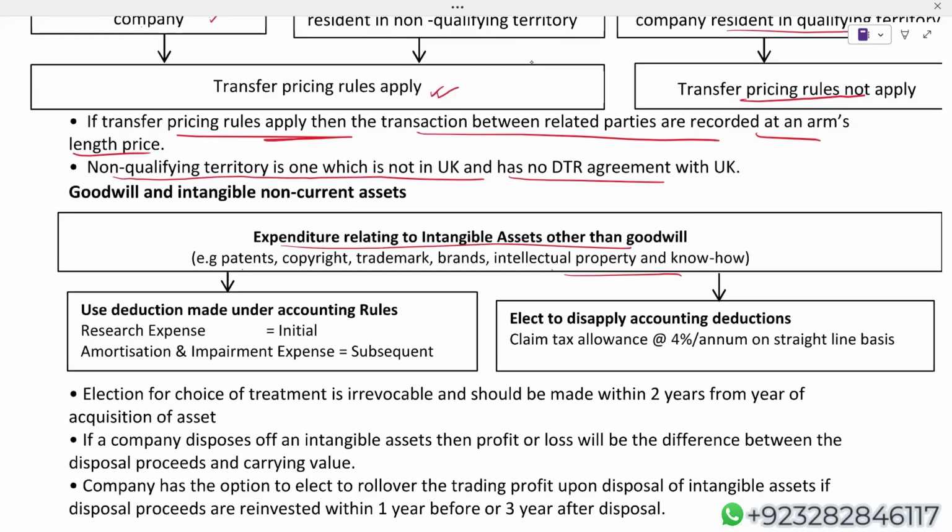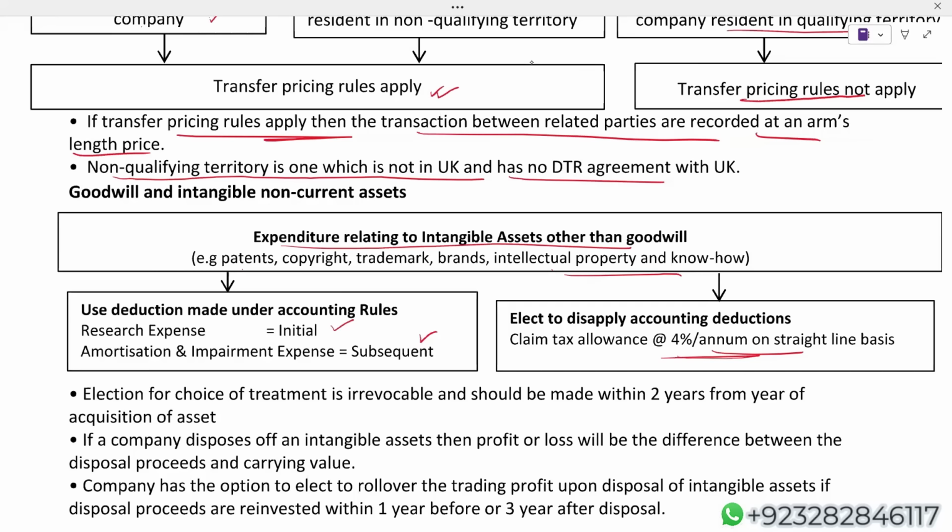Now listen. Basically, other than goodwill, if you have any intangible asset, you have two options. One, go for accounting amortization, or you can elect to disapply the accounting deduction and claim a tax allowable deduction using 4% straight line. Now the question is, in case of an intangible asset other than goodwill, I can follow the normal accounting rule of amortization, or I can elect to disapply the accounting deduction and go for the 4% straight line allowable expense. So which one should I use?